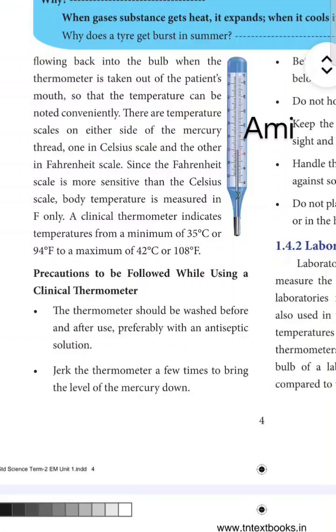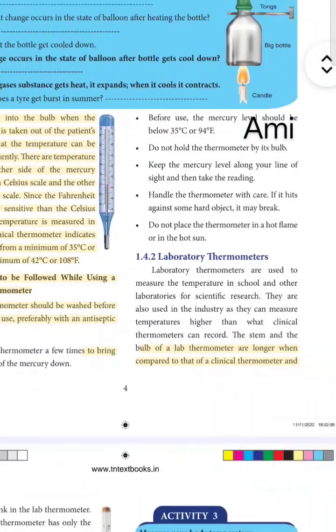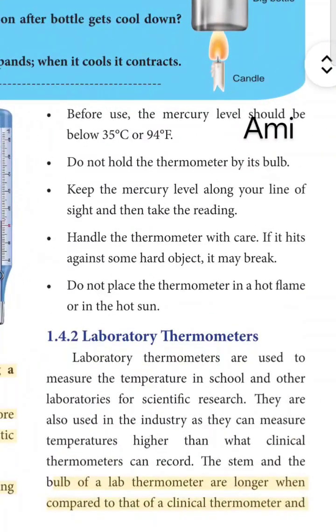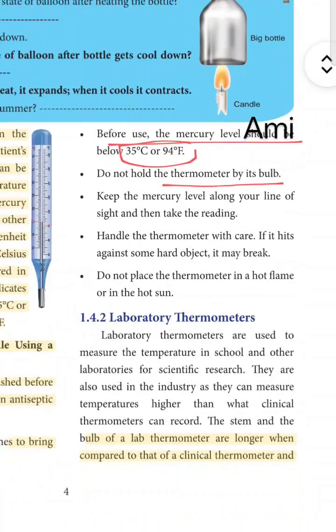Next, jerk the thermometer a few times to bring down the mercury level. Before use, the mercury level should be 35 degrees Celsius or 94 degrees Fahrenheit. Do not hold the thermometer by its bulb. At this area, we should not have contact with the hand. Only the mouth or underarm should have contact with this place. Only then can the accurate value of measurement be taken. Otherwise, the reading may be wrong.